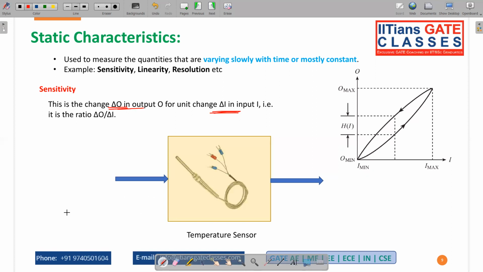In the previous example, what we have taken, the range of the sensor was from 0 degrees Celsius to 100 degrees Celsius, and the output was 10 ohms to 50 ohms. So if I ask you, if the input is changing from 0 degrees Celsius to 10 degrees Celsius, what is the corresponding change in the resistance? How can you calculate this? You can calculate by calculating the sensitivity of the particular sensor, correct?